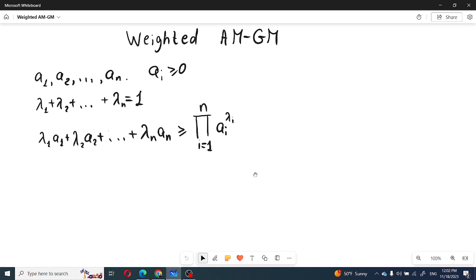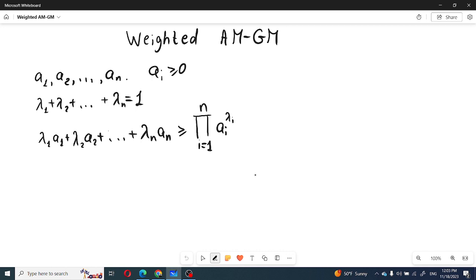Hello, today I will discuss weighted AM-GM, which tells us that if we are given n numbers a1, a2 up to an, all of them non-negative, and lambda 1, lambda 2, up to lambda n, whose sum is 1 and which are also non-negative, then lambda 1 times a1 plus lambda 2 times a2 all the way up to lambda n times an is greater than or equal to the product of ai to the power lambda i, where i is from 1 to n. Today I will consider two different proofs.